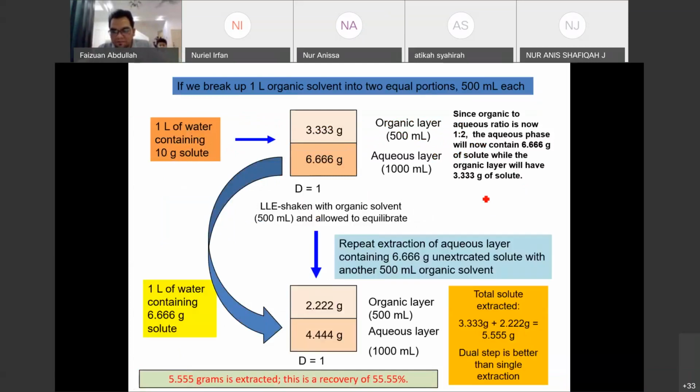When we divide the solvent, the process into a dual step, we divide the solvent 500 ml and 500 ml, right? Then we have better result, 55.55% of recovery.